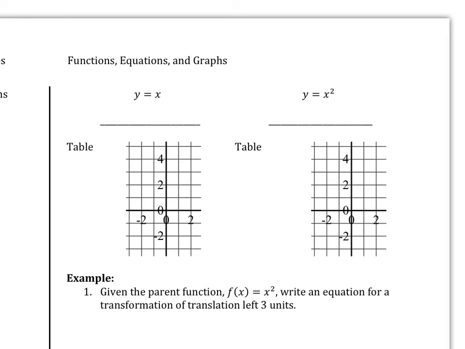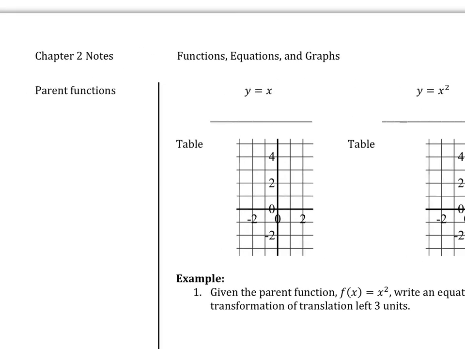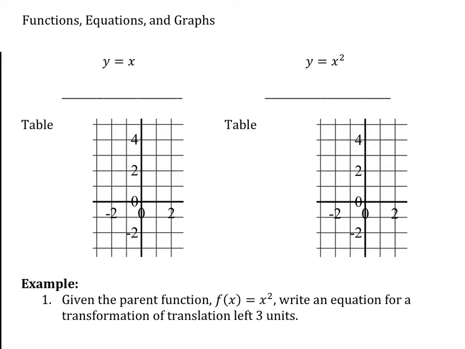All right, in this chapter, we're going to visit some parent functions, but not all of them. We're going to start with the basic. First is y equals x. That is a straight line. The second one is y equals x squared. That is what we call a parabola.